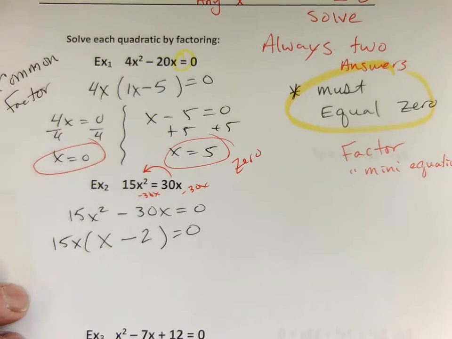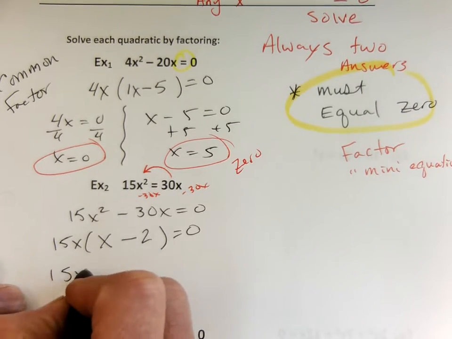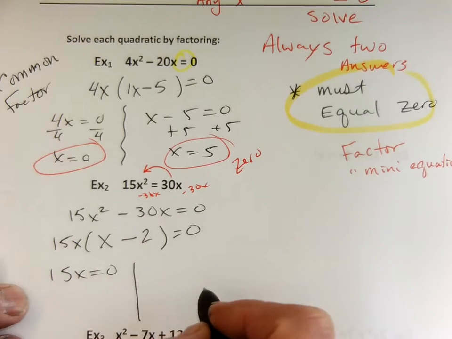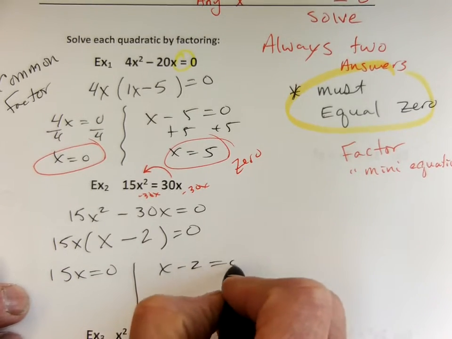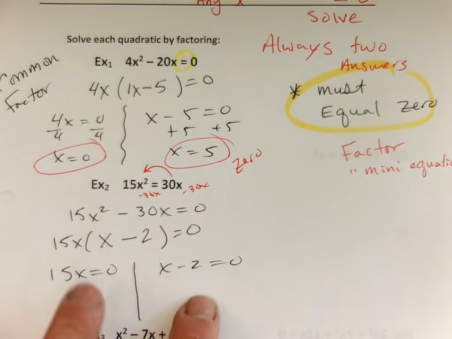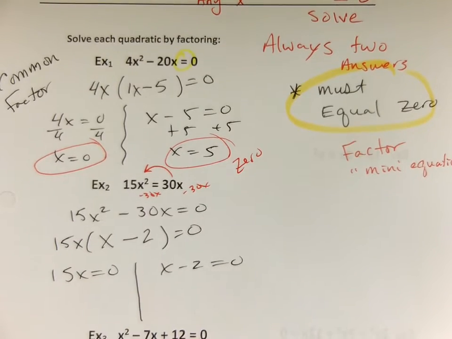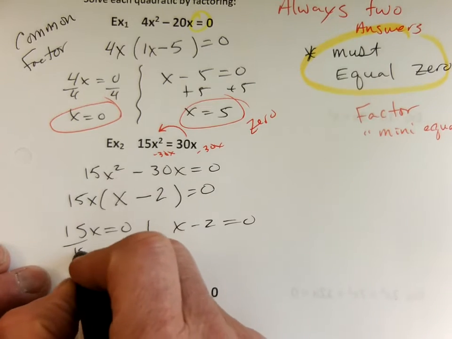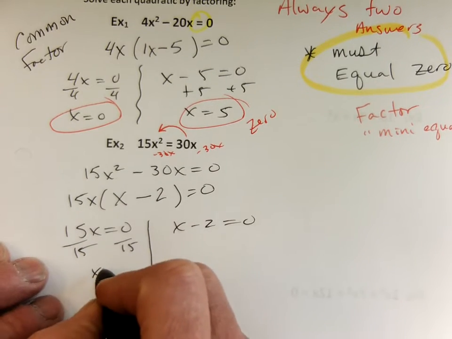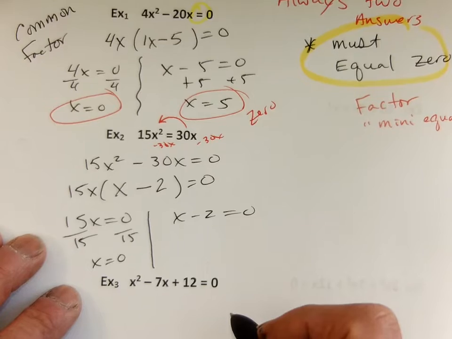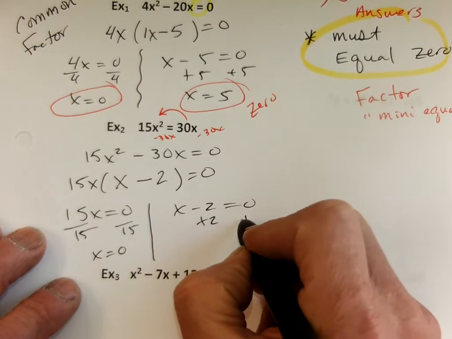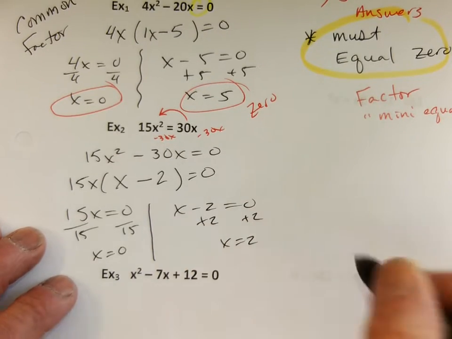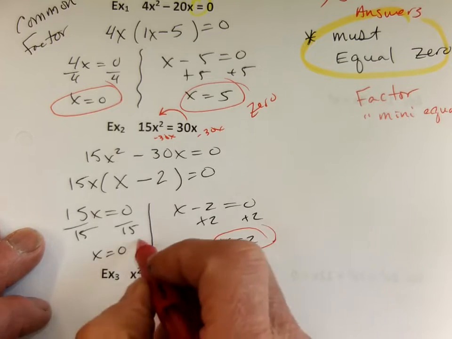So then I've got these mini equations, right? My mini equations are going to be 15x equals 0 and x minus 2 equals 0. So you take your mini equations, and then I'm just going to solve. I need two answers, always two answers. So divide by 15, divide by 15, and one answer is 0. Plus 2, plus 2. x equals 2. And those are my two zeros.